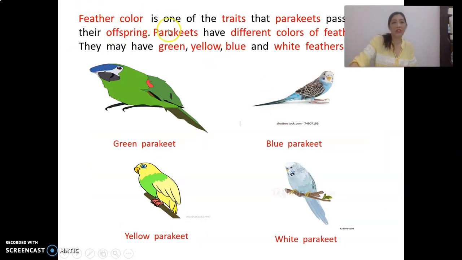Then, feather color is one of the traits that parakeets pass on to their offspring. Parakeets have different colors of feathers. So these are green parakeets, yellow parakeets, blue parakeets, and white parakeets. They are different colors. Again, green parakeets, yellow parakeets, blue parakeets, and white parakeets.